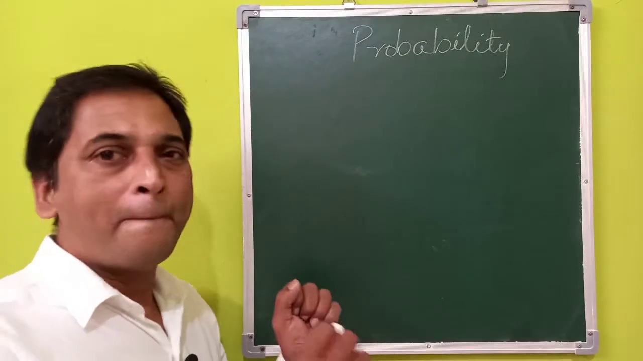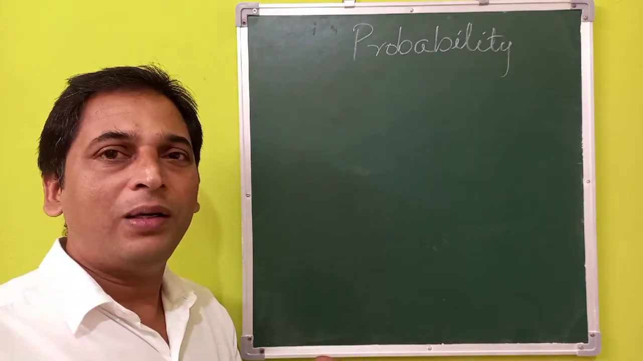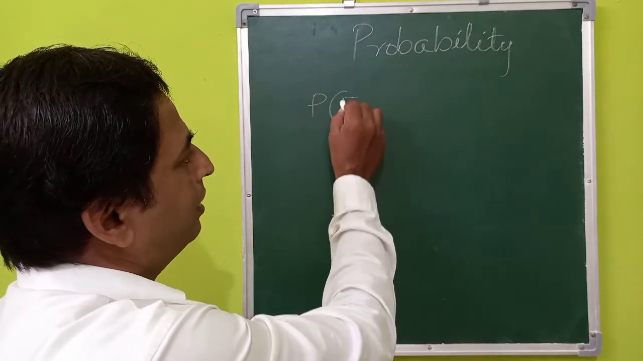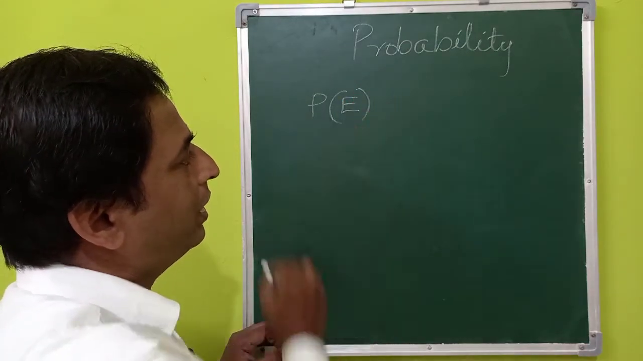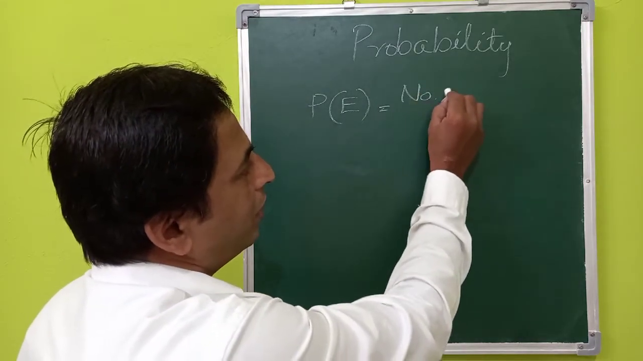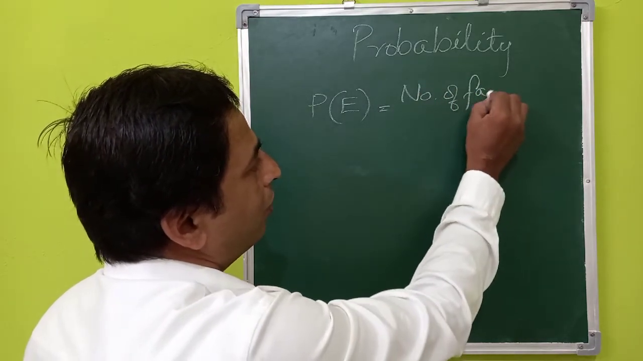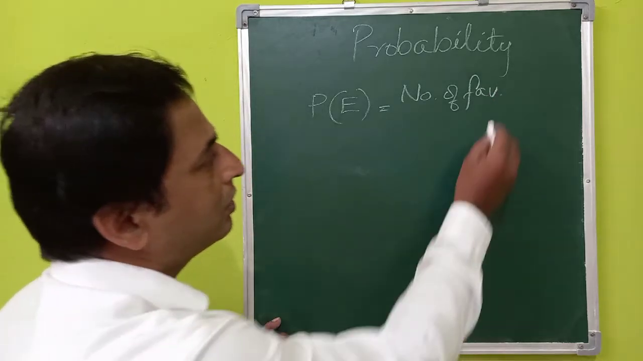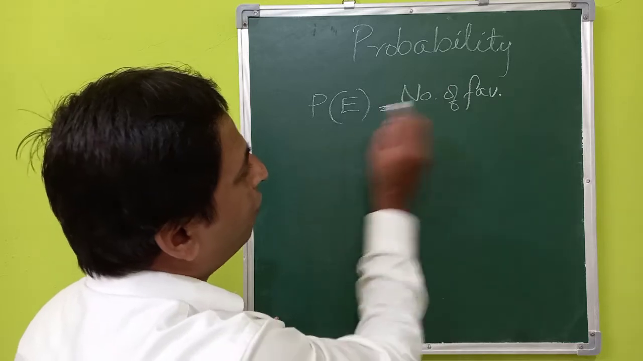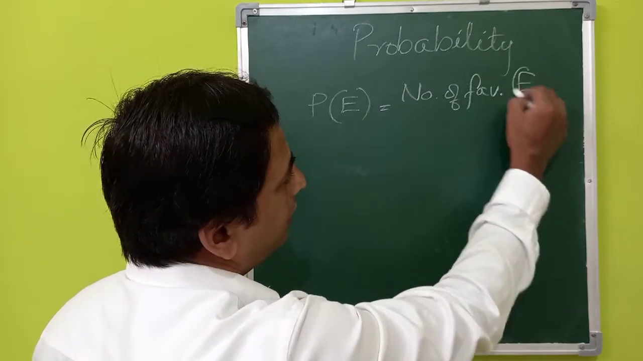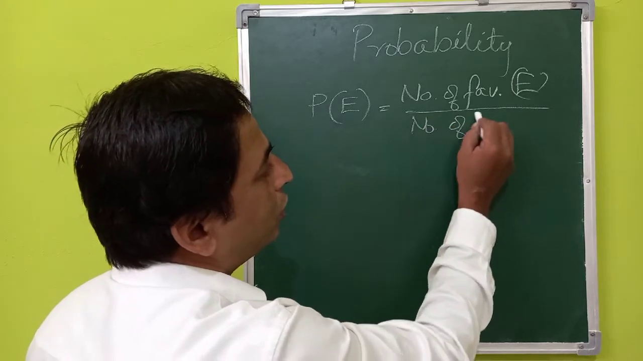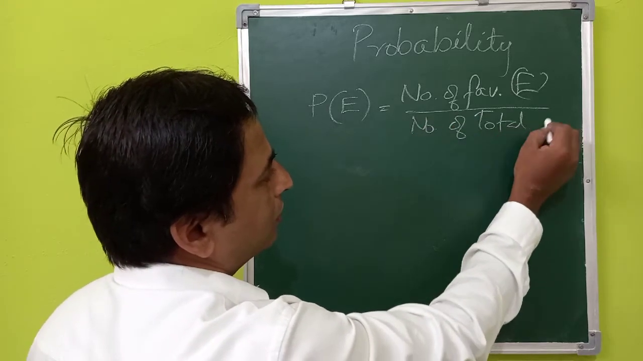So here, what is the probability of getting a particular event? The probability of event E is always the number of favorable outcomes, or the number of outcomes favorable to that event E, divided by the number of total possible outcomes.